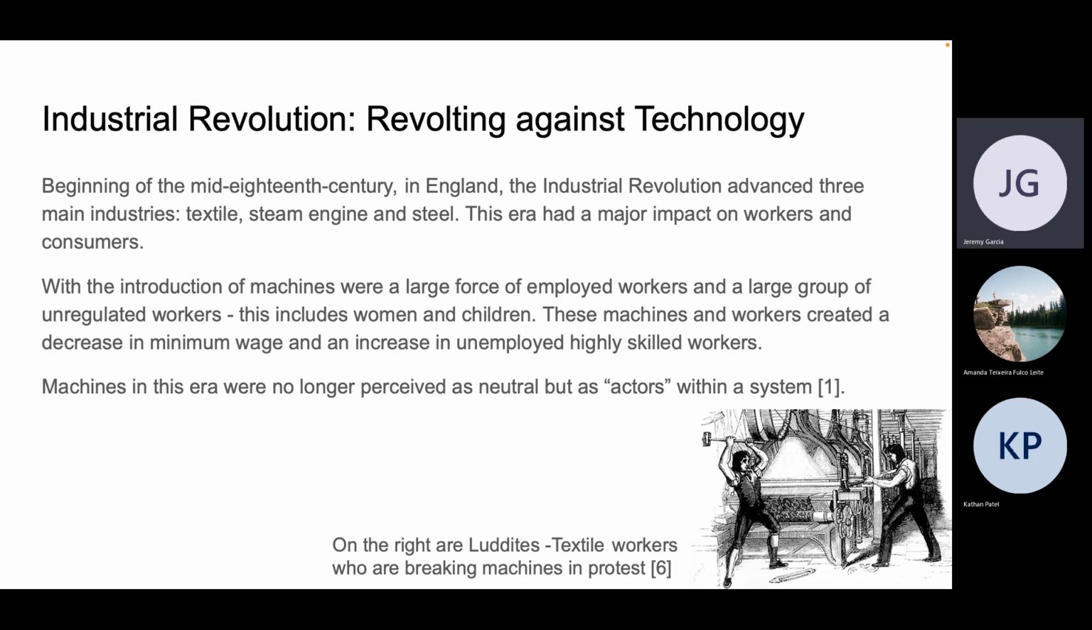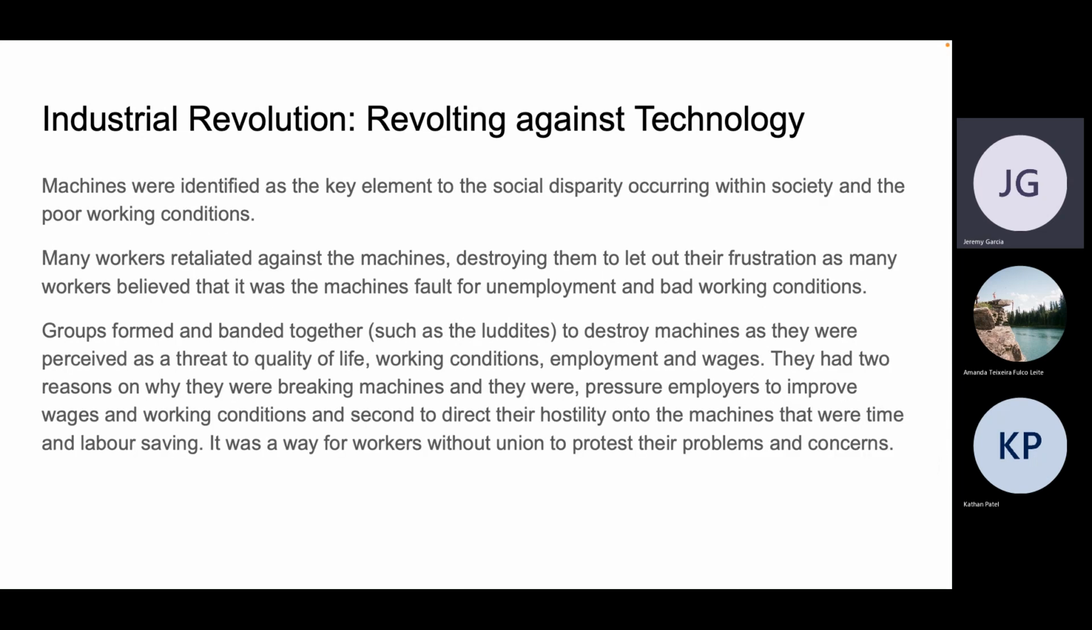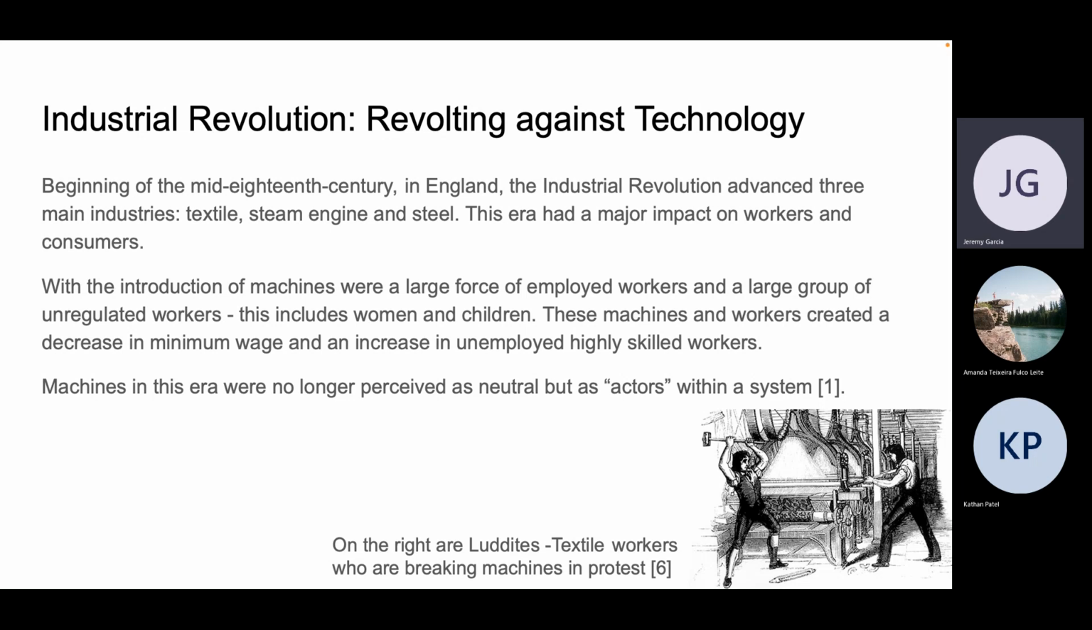These machines and workers created a decrease in minimum wage and an increase in unemployed, highly skilled workers. Machines in this era were no longer perceived as neutral, but as actors within a system. On the right are textile workers who are breaking machines in protest.